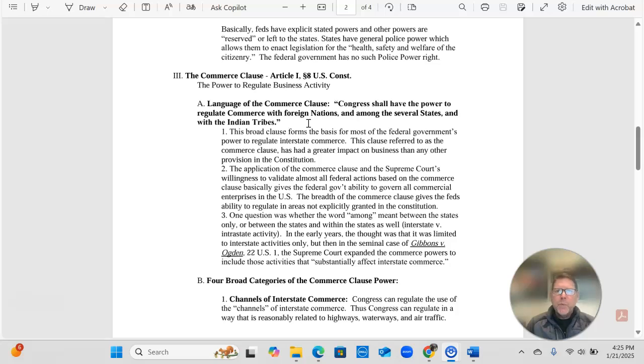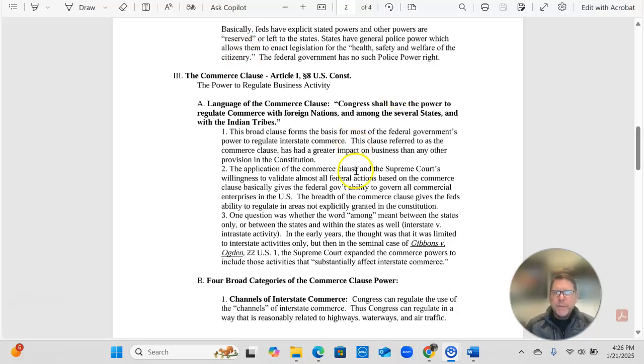And so what the Constitution said, and what was agreed to at the time of writing and then ratifying the Constitution, was this language: Congress shall have the power to regulate commerce with foreign nations, among the several states, and with Indian tribes. So commerce, meaning business, right? The power to regulate business. So Congress, reading it again, shall have the power to regulate business with foreign nations and among the several states, and with Indian tribes.